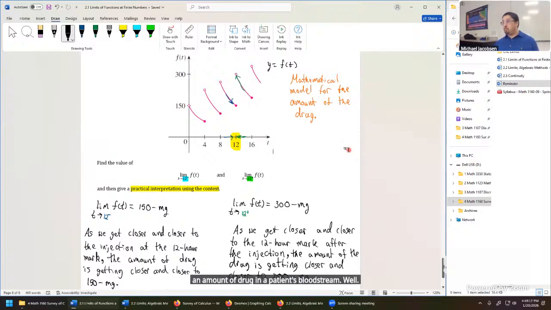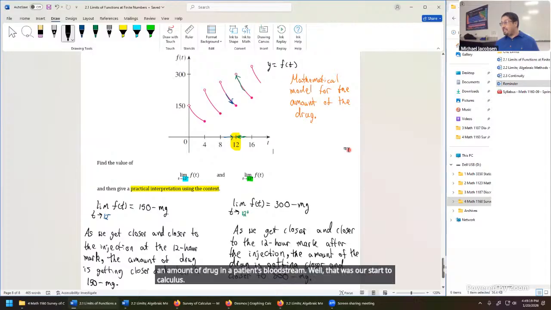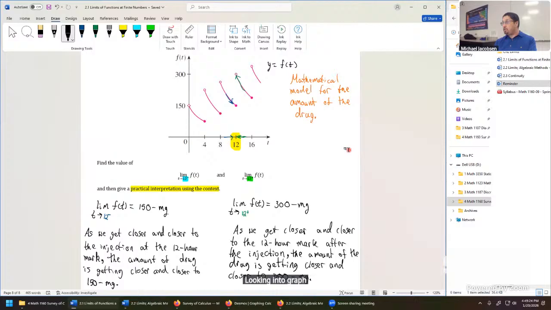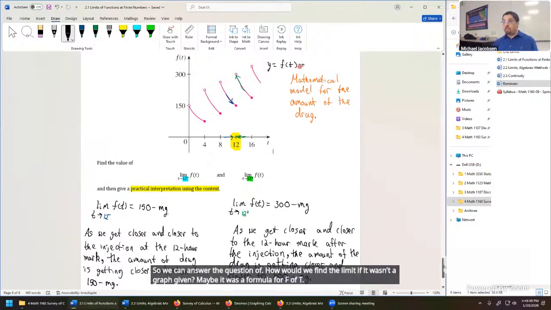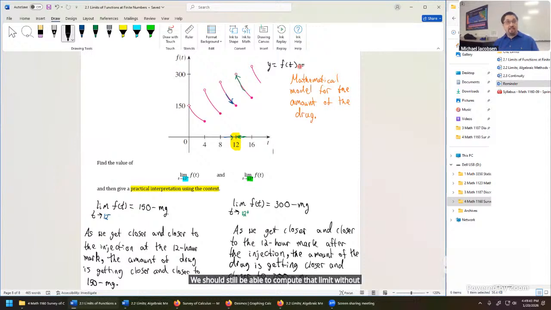Well, that was our start to calculus, section 2.1, thinking about limits, but really more conceptually looking into graphs. In 2.2, like I mentioned, it's the same topic, but we're going to get some additional tools on working these kinds of limits. So we can answer the question of how would we find the limit if it wasn't a graph given? Maybe it was a formula for f of t. We should still be able to compute that limit without plotting out a graph. And that's what we're going to be doing next section. Any last questions then, folks, before we turn over to that next section?